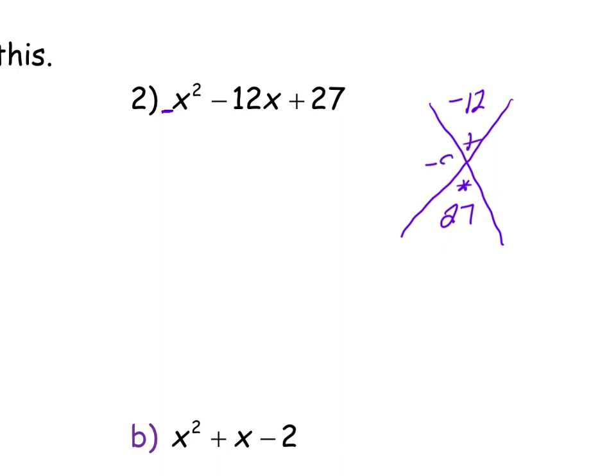Yeah, negative 9 and negative 3. They both have to be negative because a negative times a negative is a positive, and then negative 9 plus negative 3 is negative 12. So this time it factors to x minus 9 times x minus 3. And there's my answer. Okay? Not too bad so far.